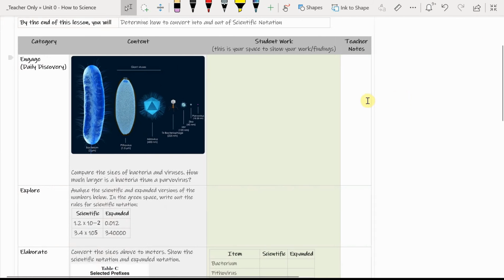So we're going to convert the viruses and bacterial sizes from nanometers and micrometers over to regular meters. So I'm going to use the Mimi virus as my example.